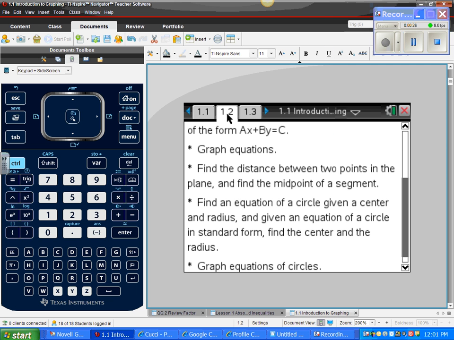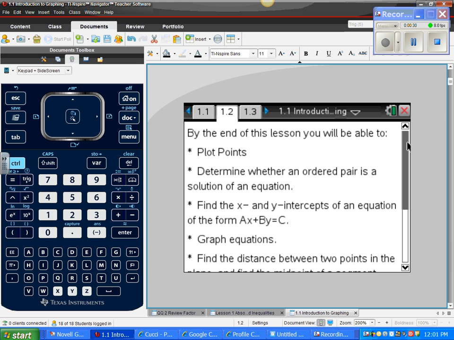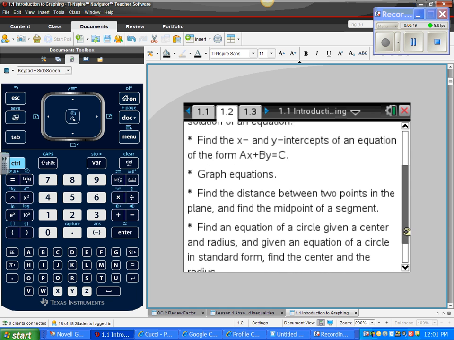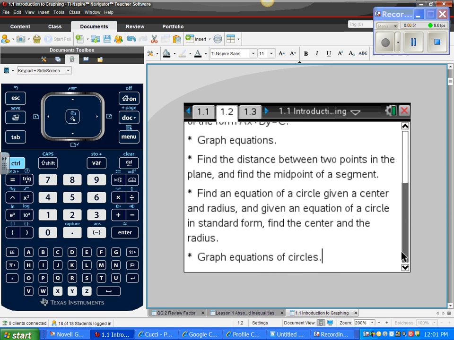Next page. By the end of this lesson, there's a lot in this lesson. It will span 2 days. By the end of this lesson, you will be able to plot points. Hopefully you already know how to do that. Determine whether an ordered pair is a solution of an equation. Find the x and y intercepts of an equation of the form ax plus by equals c. Graph equations. Find the distance between 2 points in the plane and find the midpoint of a segment.